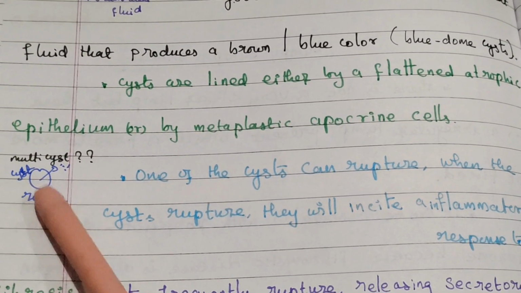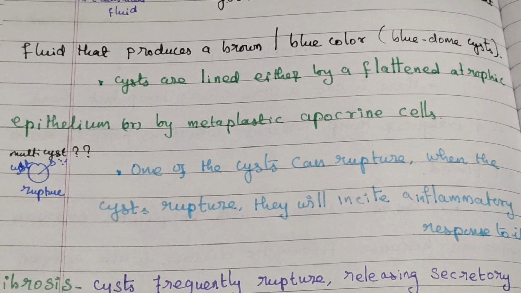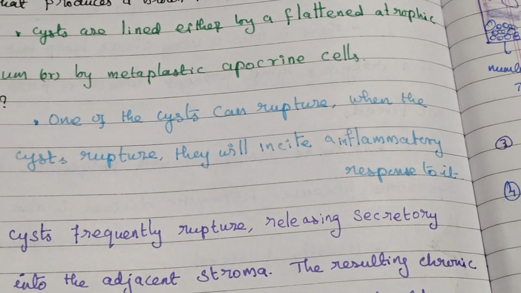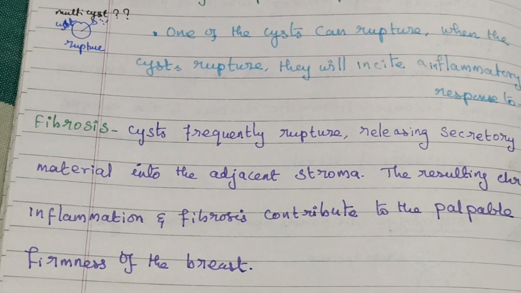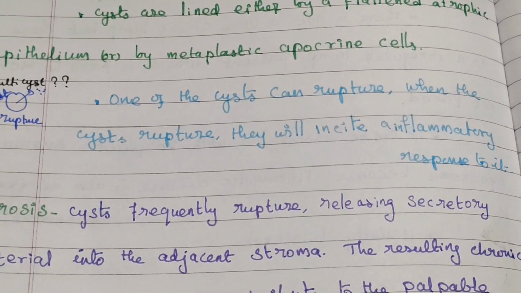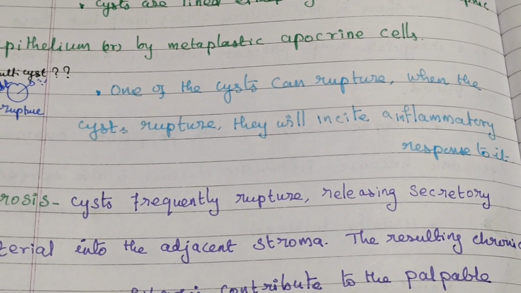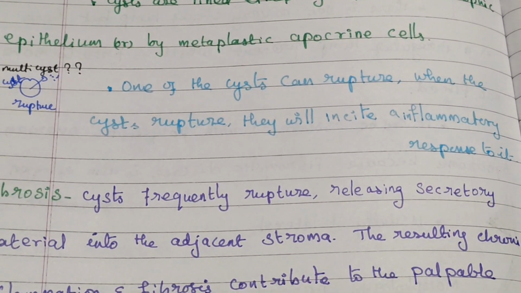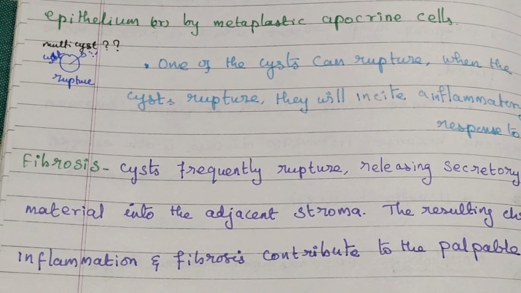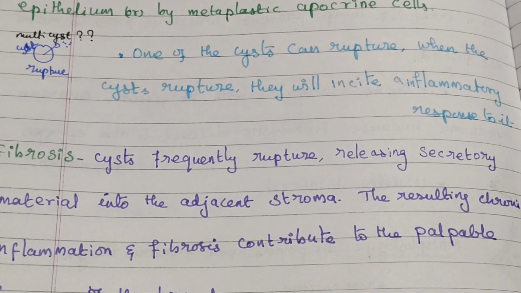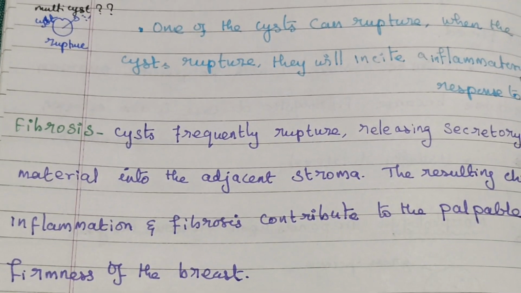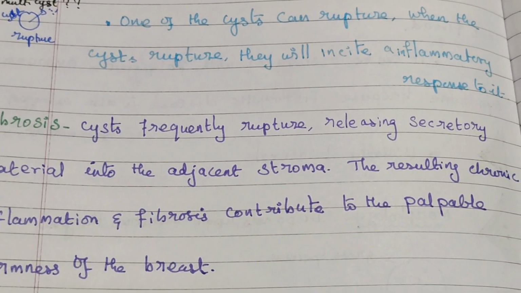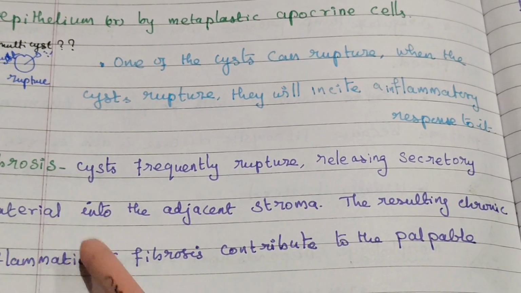Suppose this one is a cyst that becomes ruptured. When the cyst ruptures, there will be an inflammatory response. Because of the rupture, there is chronic inflammation, and because of that, fibrosis forms. So fibrosis will also be seen. This one is the rupture, and it formed this fibrosis.